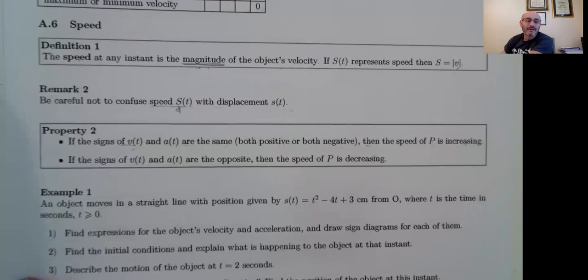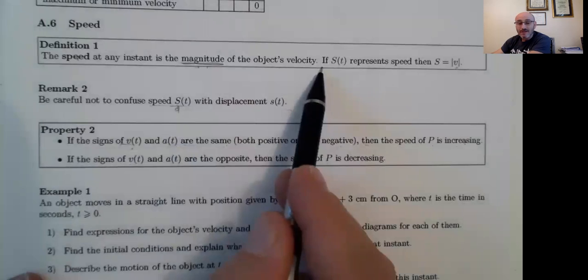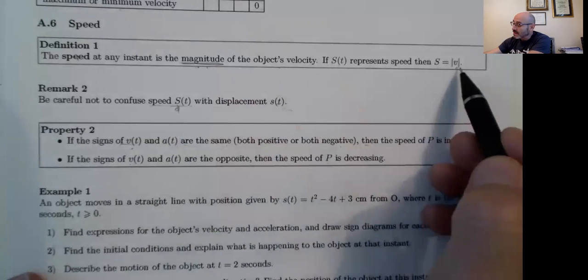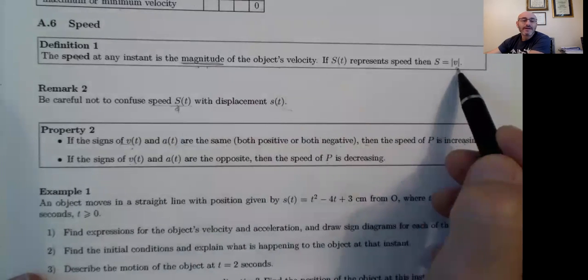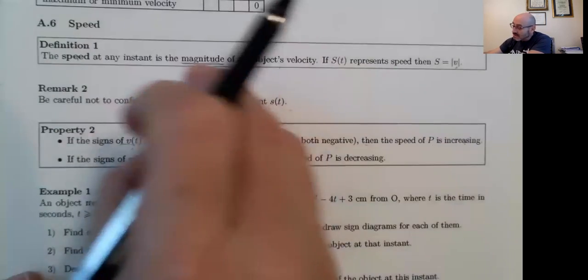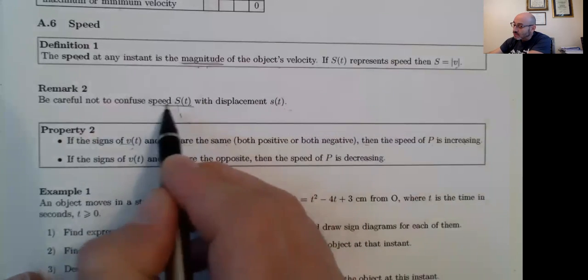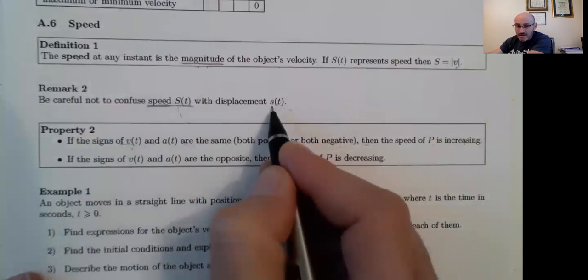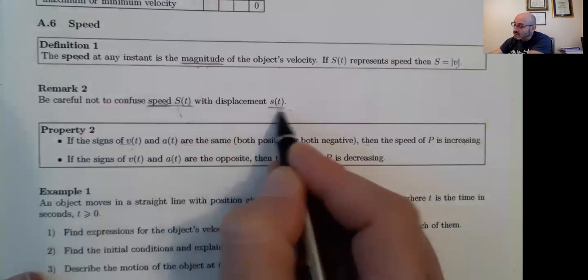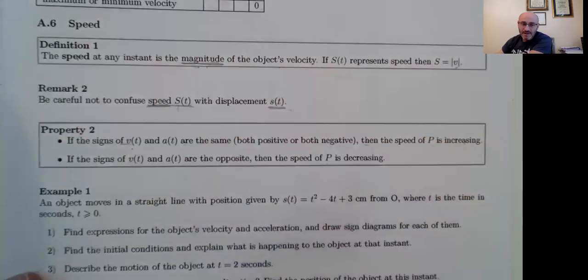Let's look at the speed. I mentioned this earlier. The speed is the magnitude of the velocity, so the speed is the absolute value of velocity. In terms of notation, notice that here they're using uppercase S to refer to speed and lowercase s to refer to position. So just make sure that you don't get confused by that.